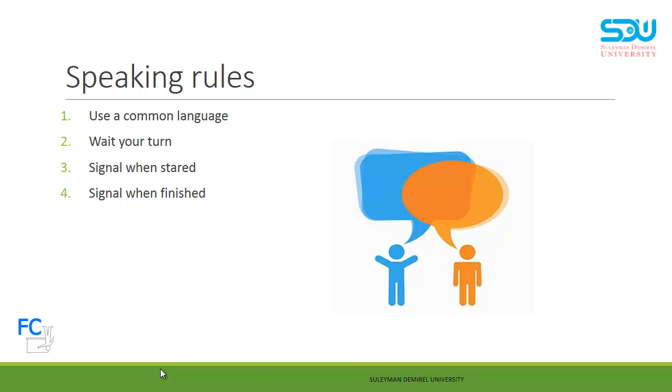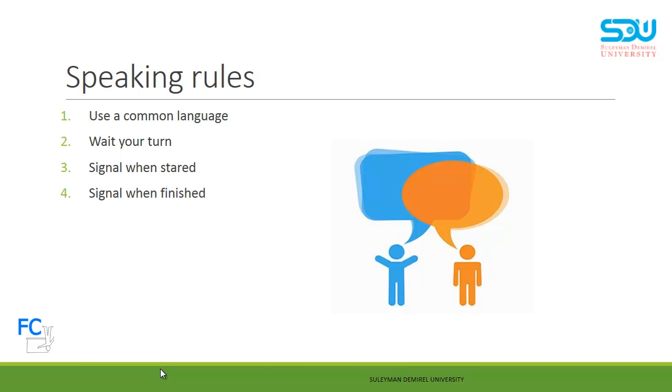When people are communicating, they have to use a common language. They have to wait their turn before they start the communication. They have to signal when they start the communication by saying hello, for example. And they have to signal when they are finishing the communication, like saying goodbye.